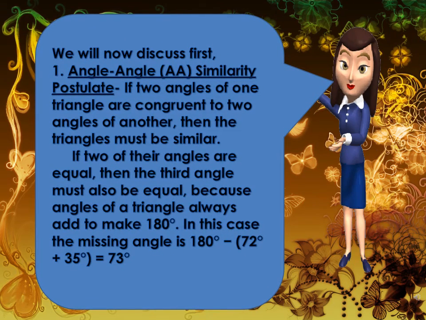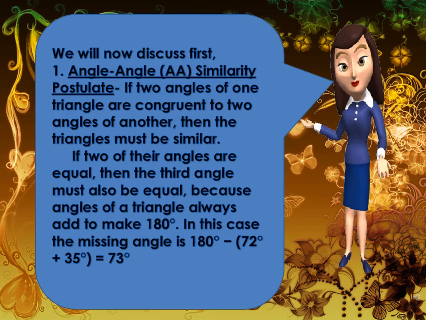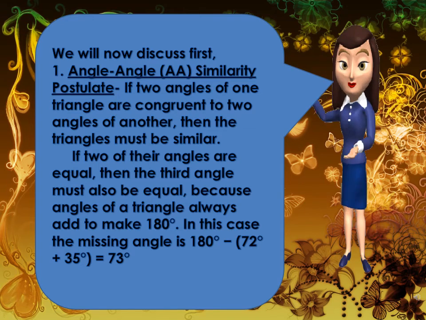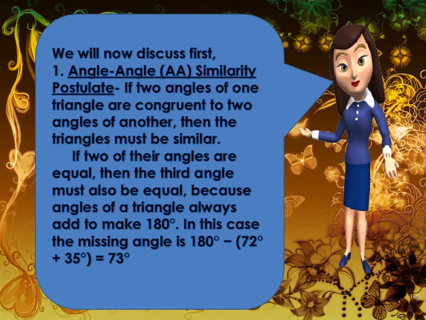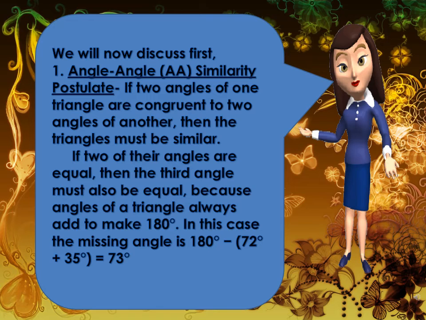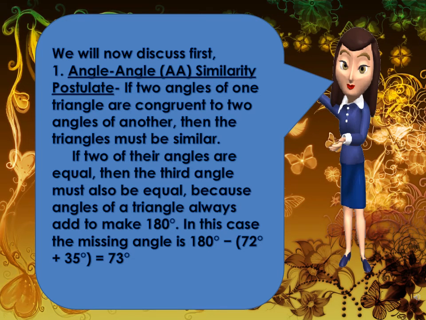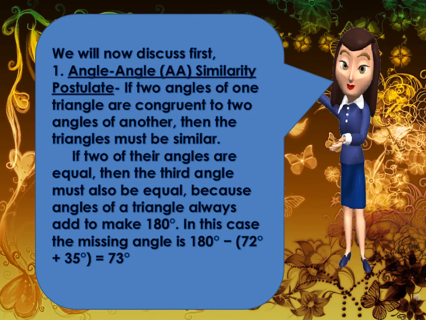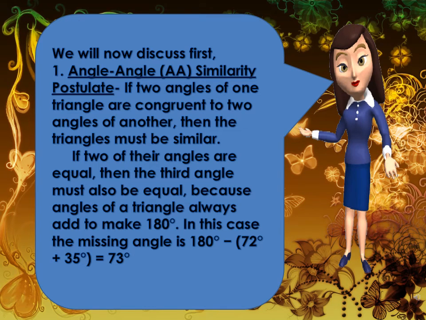Angle-angle, AA, similarity postulate. If 2 angles of one triangle are congruent to 2 angles of another, then the triangles must be similar. If 2 of their angles are equal, then the third angle must also be equal, because angles of a triangle always add up to 180 degrees. In this case, the missing angle is 180 degrees minus 72 degrees plus 35 degrees, equals 73 degrees.